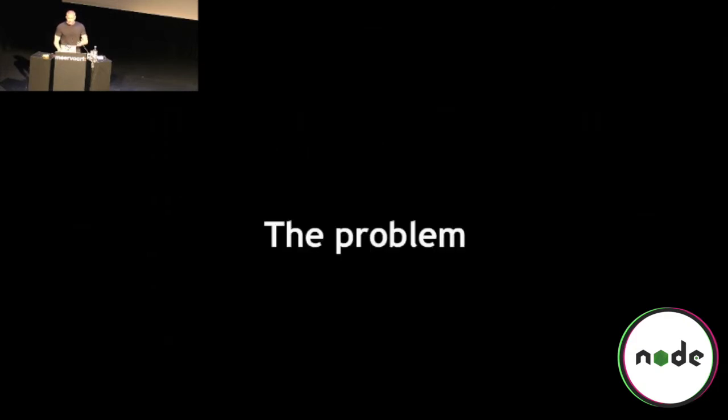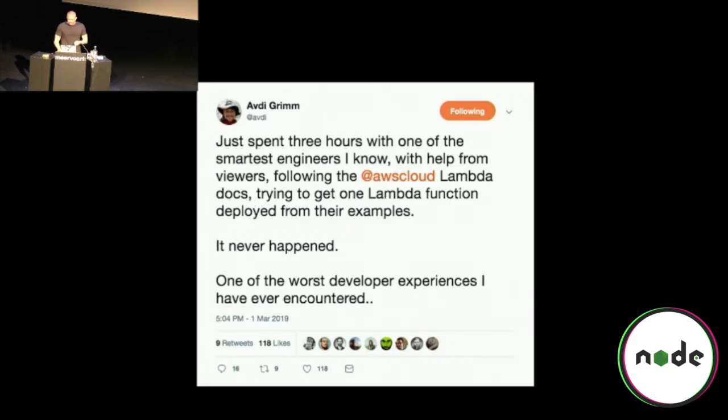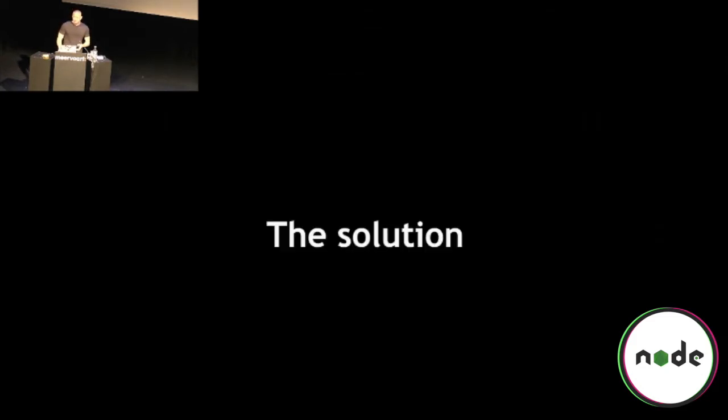So why am I here? What is the issue then with building these applications? I think this is a really interesting tweet by one of the smartest people that I follow on Twitter, Avdi Grimm. He was doing a Twitch stream, and he said that he spent 3 hours with one of the smartest engineers that he knows, with help from viewers on Twitch, and it took them 3 hours to get a basic Hello World Lambda function up and running. These are two of the smartest people, I think, in the programming world, and they had this much of a problem. Imagine the average developer or someone new to cloud computing. This is a problem. And that's what I'm here to talk about today.